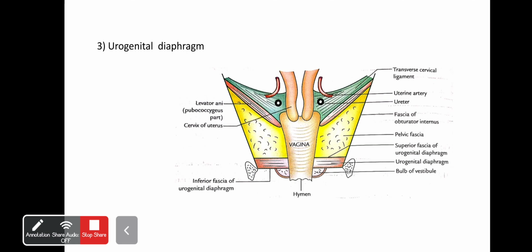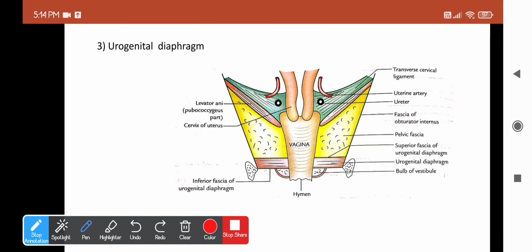Hope it's clear. Then we have the urogenital diaphragm. If you see, this will be your levator ani, which is forming the pelvic diaphragm, and below you have this urogenital diaphragm. This flat structure is called the urogenital diaphragm. So this will be made of 2 muscles, namely the sphincter urethrae and the deep transverse perineal muscles. Okay, and it will be covered by 2 fascia. One is the superior fascia of the urogenital diaphragm, another one is the inferior fascia of the diaphragm, otherwise called the perineal membrane. Okay, so these are the main muscular supports of the uterus.